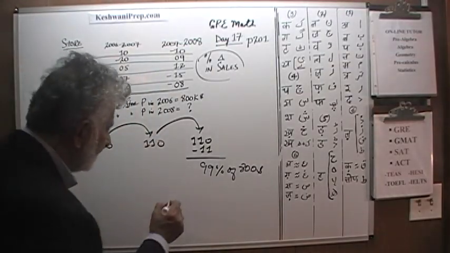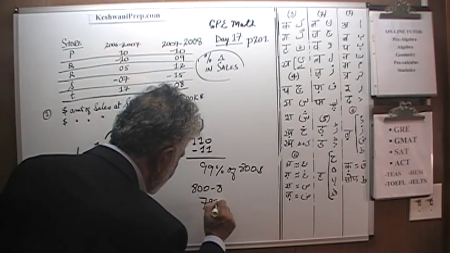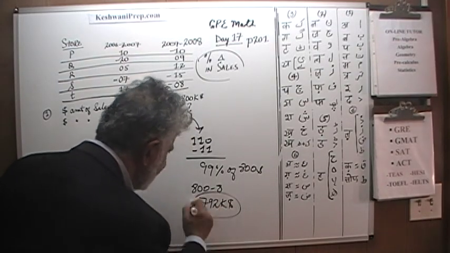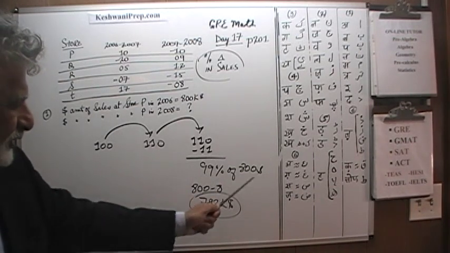99% of 800 is simply 800 minus 8, which is going to give us $792,000. You just subtract 1%. 800 minus 8 is going to give us 99% of 800.